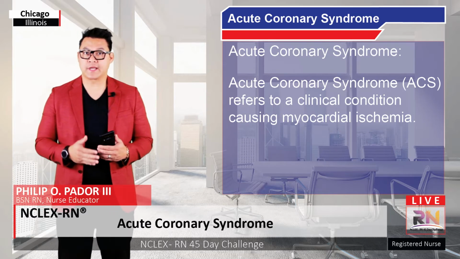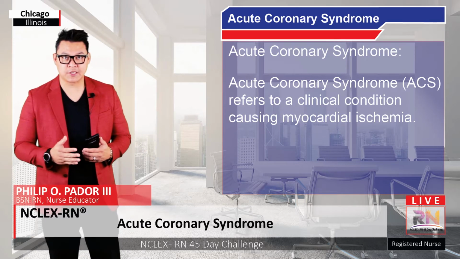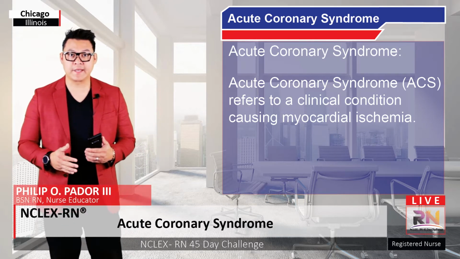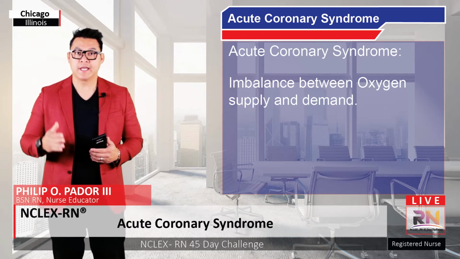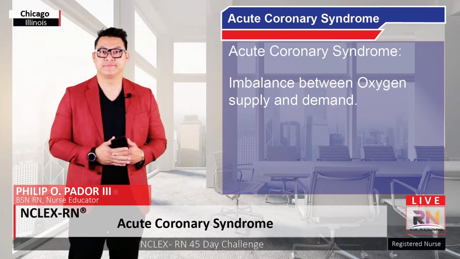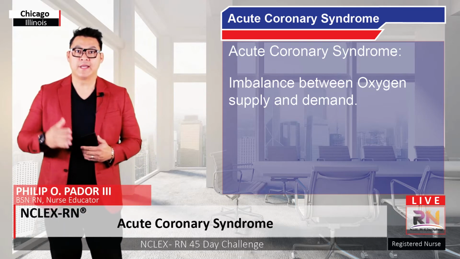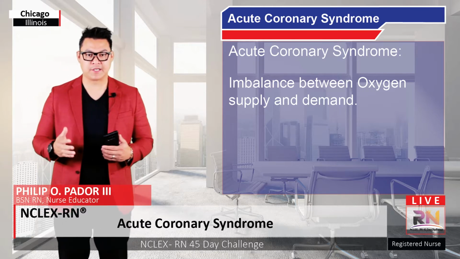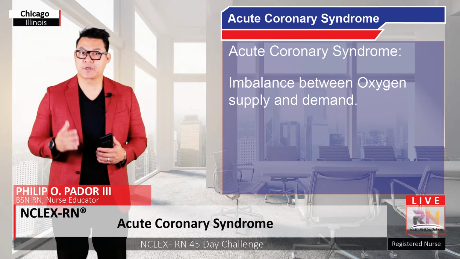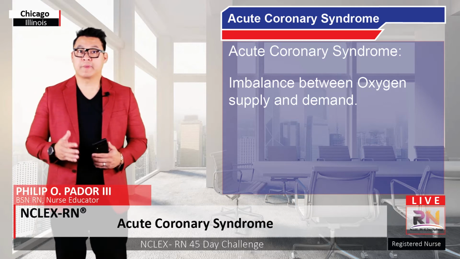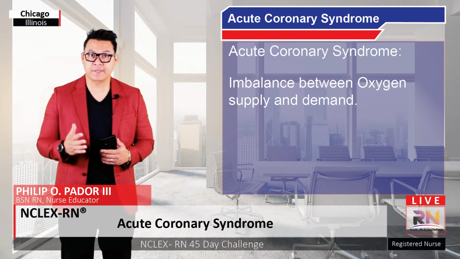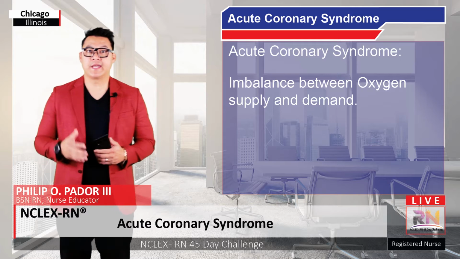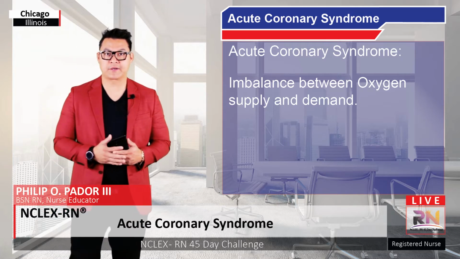Acute coronary syndromes, or ACS, refers to a clinical condition causing myocardial ischemia. These conditions are characterized by an imbalance between myocardial oxygen supply and demand. The most common mechanism involved in this imbalance is a reduction in oxygen supply to the myocardium. This most commonly results from coronary artery narrowing caused by a thrombus that develops on a disrupted atherosclerotic plaque. This leads to a decrease in blood flow, and hence decreased oxygen supply to the myocardium.